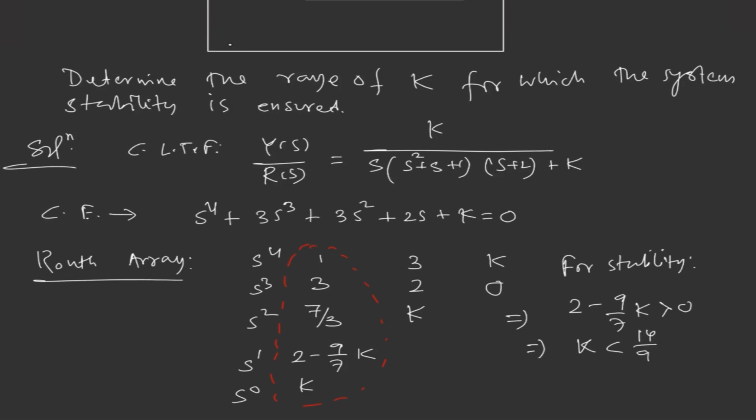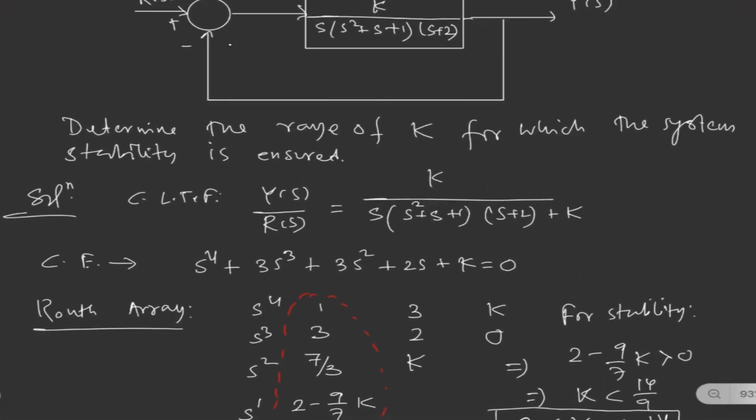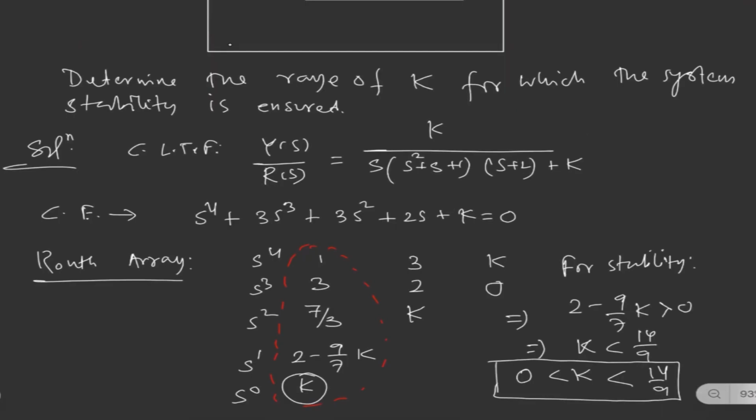And from which we can come up with the condition for stability on k. In this case, k should also be greater than 0. So I can write 0 less than k and less than 14 by 9. So this is the range of k for which the system will be stable. This is a kind of gain tuning, how we can come up with a gain value for which the overall closed loop system will be stable. So this is a very simple way to find the gain range. If you choose the controller gain in this range, the system will be stable.